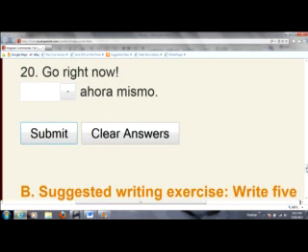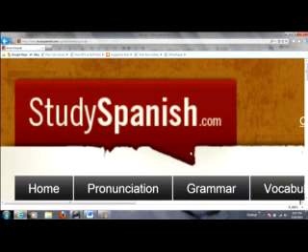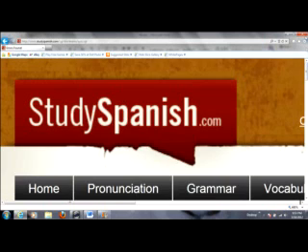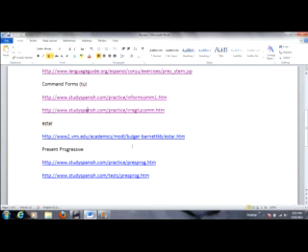And finally, go right now. The verb is ir. So think about how you would say that in the irregular form. Ve ahora mismo. And of course, when we submit, it's going to tell us that we didn't answer all of them, and that's okay. But those, trust me, are correct. All right, let's do another one with estar.